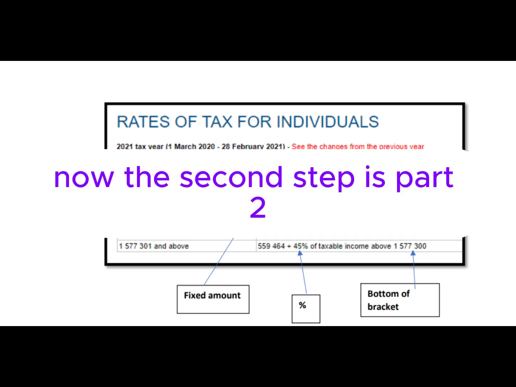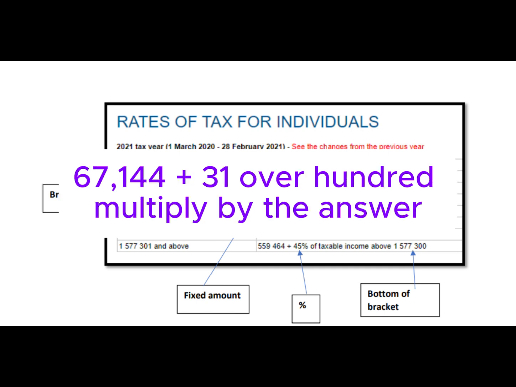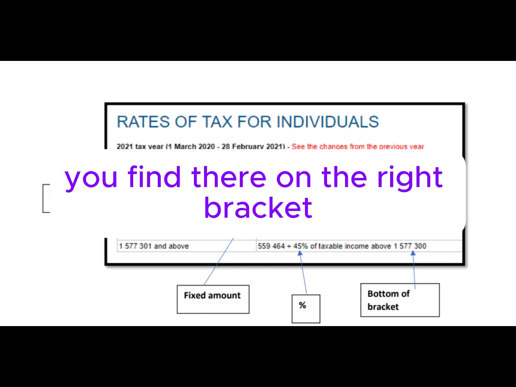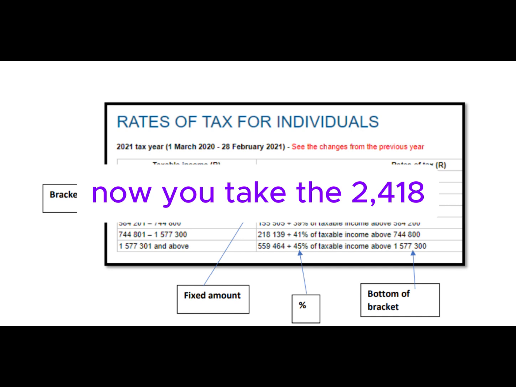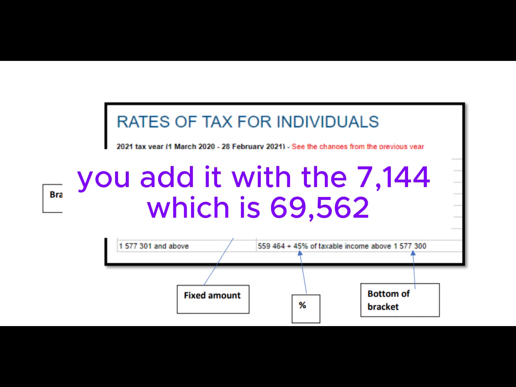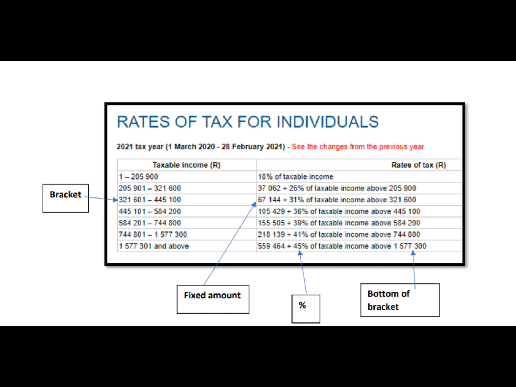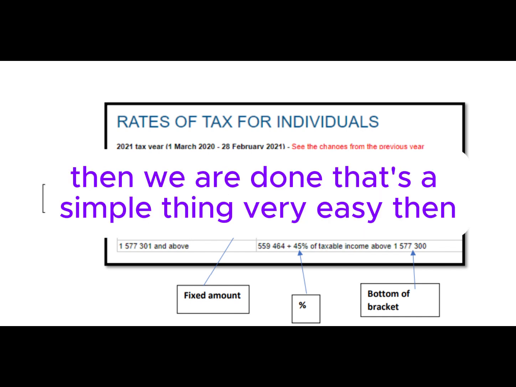Now the second step is equal to 67,144 plus 31 over 100 multiplied by the answer you found there in the right bracket. After multiplying it, you're going to get 2,418. Okay, now you take the 2,418 and add it to 67,144, which is 69,562. Then we are done. That's a simple thing, very easy.